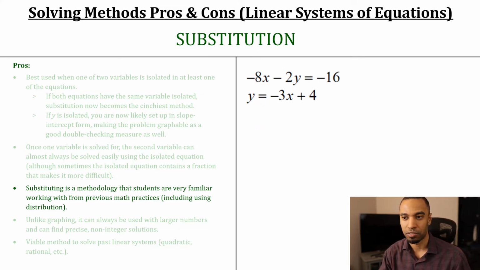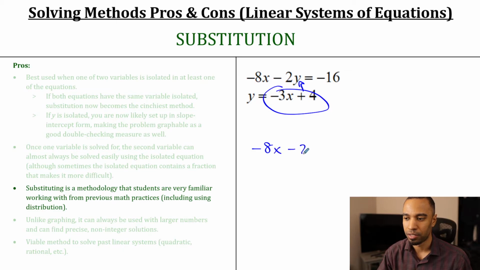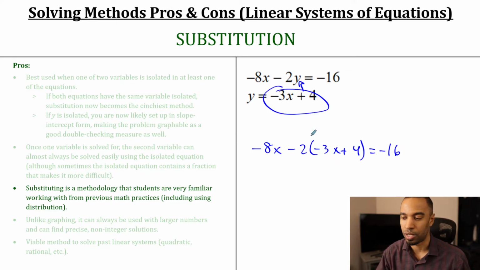The other practice, of course, is the distribution portion. Let me actually just substitute. Let's say I substitute negative 3x plus 4 in for y here. Okay. The distribution method right here is something that you've also practiced going into this kind of unit. Distribute the negative 2 here. You get negative 8x plus 6x minus 8 equals negative 16.